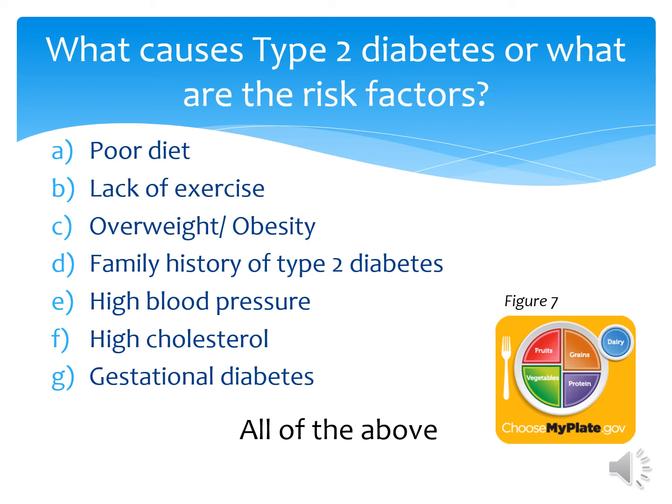So causes or risk factors of having type 2 diabetes are a poor diet, lack of exercise, being overweight or obese, having family history of type 2 diabetes, high blood pressure, high cholesterol, and gestational diabetes. Over here in the bottom right corner, you can see from my plate, it shows you how your plate should be proportioned when you eat. You should have half of your plate be fruits and vegetables and the other half be grain and protein, to have a good balanced diet. So these are all risk factors of diabetes.